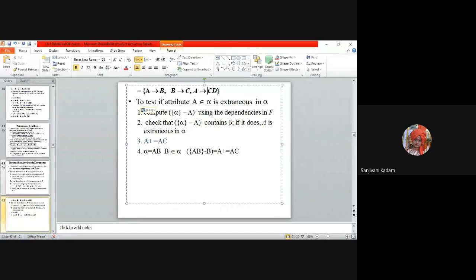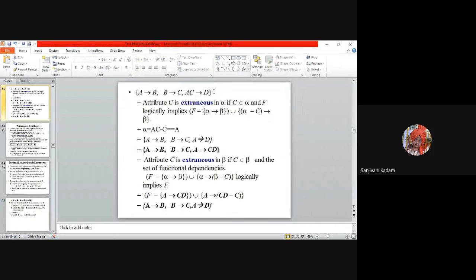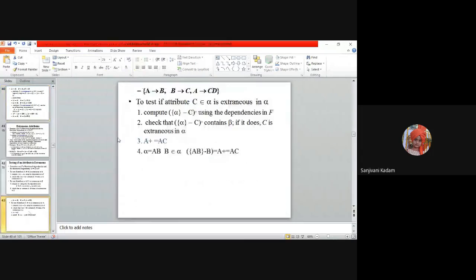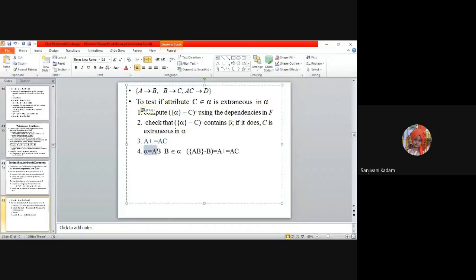Okay, so we wanted to check whether this C is extraneous. Whatever A is there, I will replace with the C, so that you will understand. So now here, to test if attribute C belongs to alpha, we are talking about this functional dependency. No, I think I have taken the wrong example. The example should be this one.